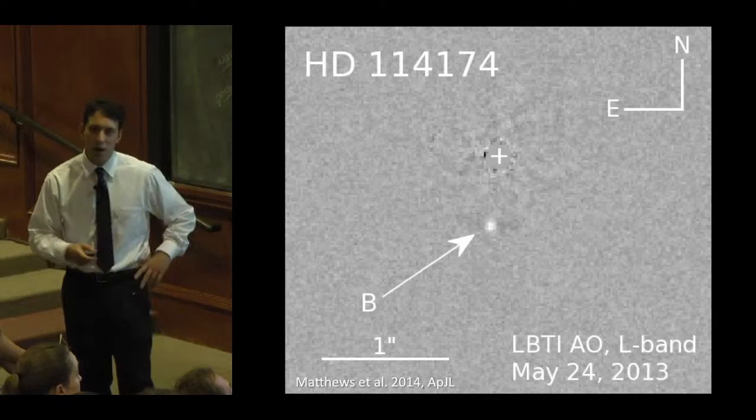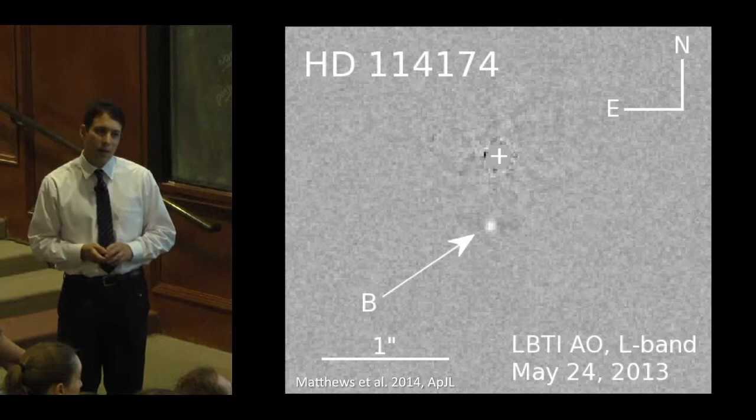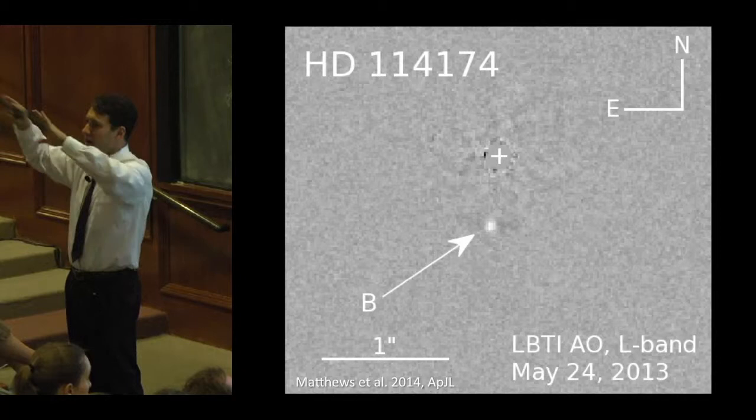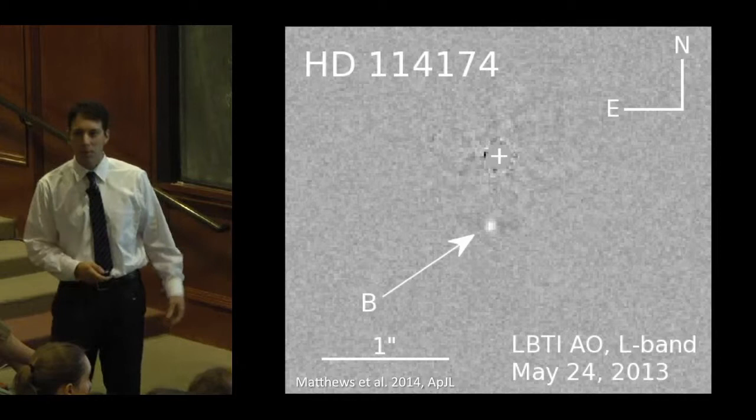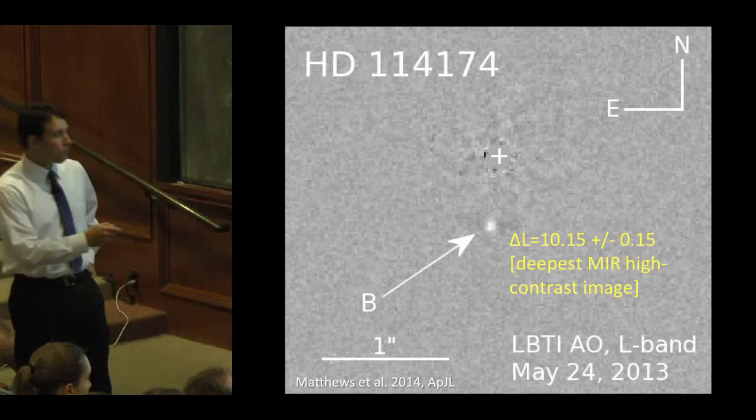We had a non-detection in the L-band at Keck and then followed it up at the LBT. And we're able to then get J, H, K, and L and constrain the SED, figure out the temperature, which tells you something about the cooling age of the white dwarf, right? By the way, this is the deepest mid-infrared L-band image ever taken in the history of man inside of one arcsecond. HR8799B is slightly fainter, but further away.